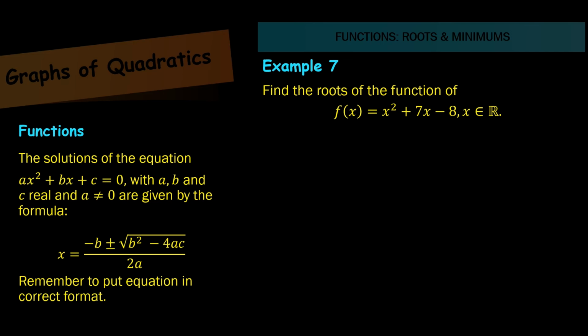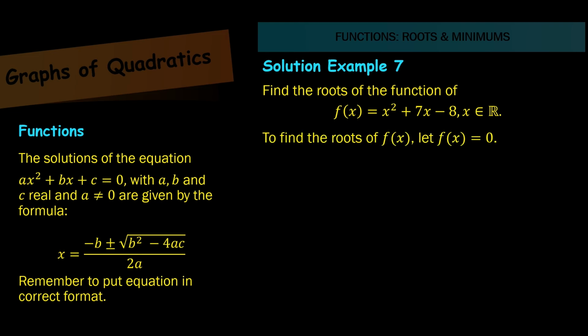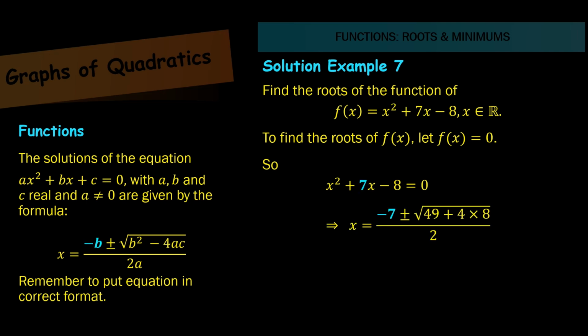So let's solve this. To find the roots of f of x, let f of x equal 0. So we have x squared plus 7x minus 8 equals 0, and we're going to solve this. We can begin by plugging in b equals 7 to give us x equals minus 7 plus or minus square root of b squared. Here's our b squared. Minus 4ac is 4 times 8. All over 2a, which is 2 times 1.